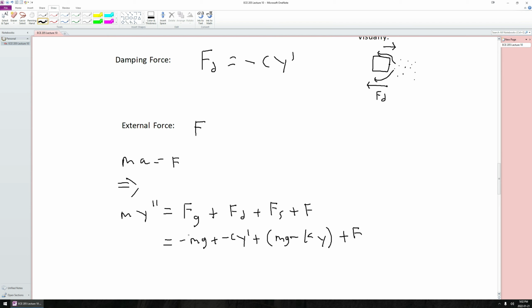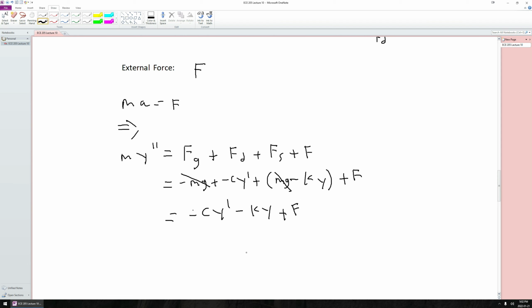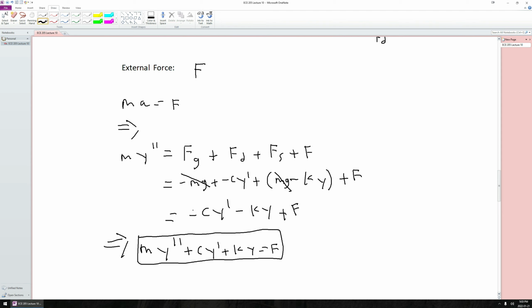So if I clean this up, you can notice this cancels with this to simply get minus cy prime minus ky plus F. Okay. This is not written in the standard form that we usually write our differential equations in when we go to solve them. So we can clean this up, and once we do that, the equation for a spring would simply be this term here is equal to F. Okay, so this is the governing equation for a spring mass system.